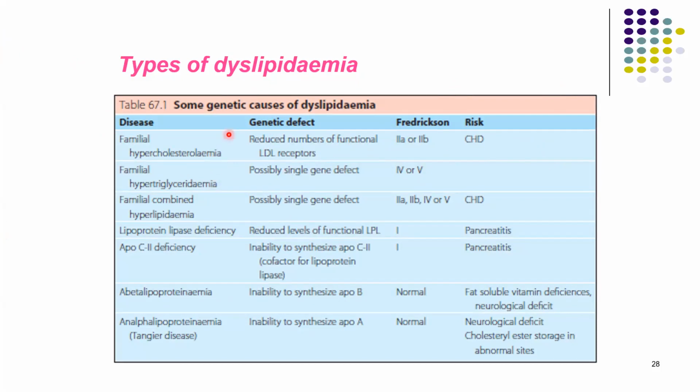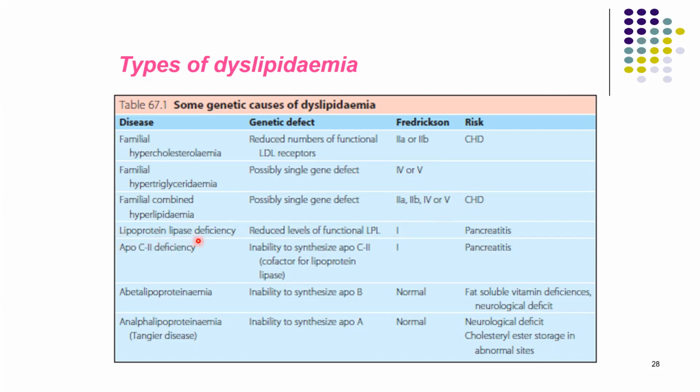Also there are people who are high solely in the triglyceride, like my mom. My mom has a good LDL, but the TG is high. Possibly a single gene defect, and if you see in the classification, it belongs to 4 and 5. Familial combined hyperlipidemia. Combined means they can have high TG and also high LDL. It's seen in 2A, 2B, 4, and 5.